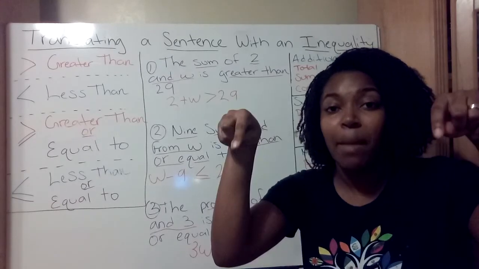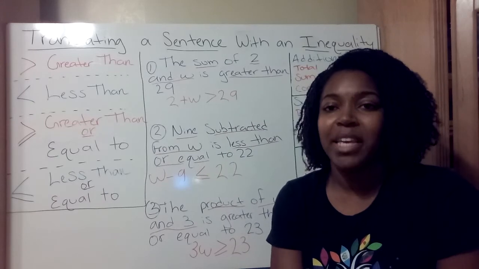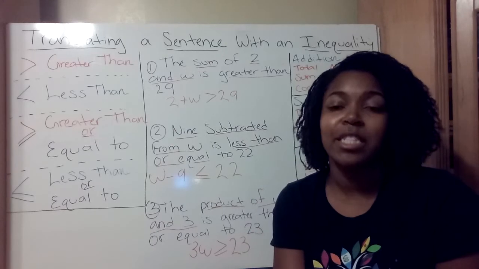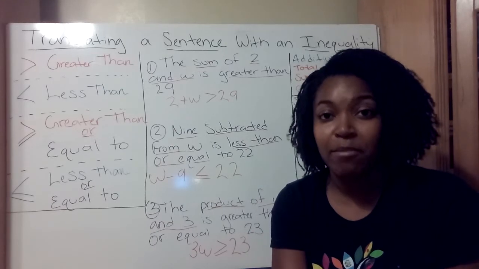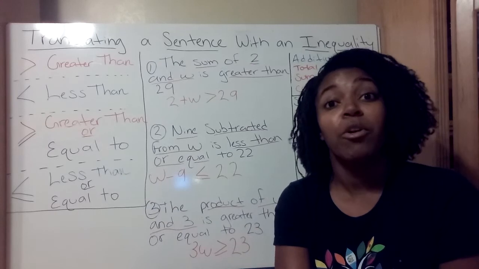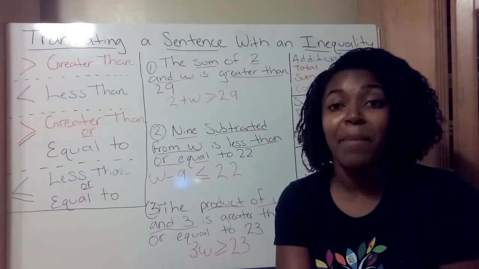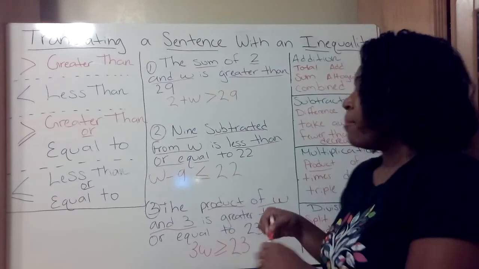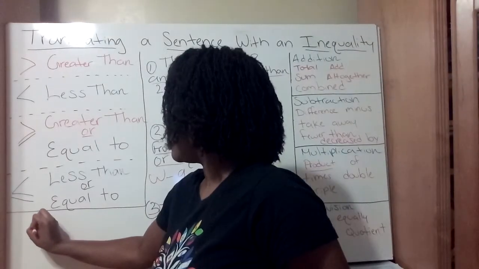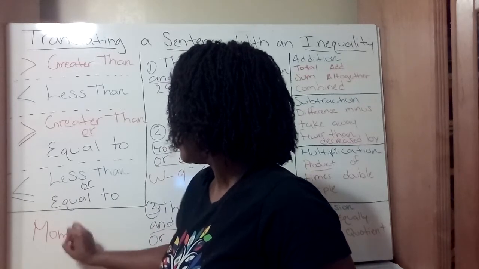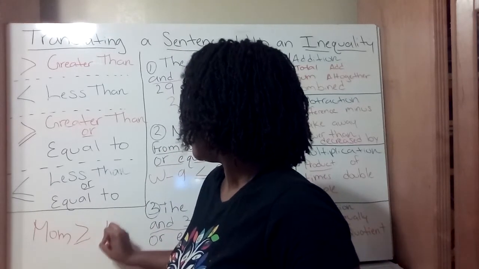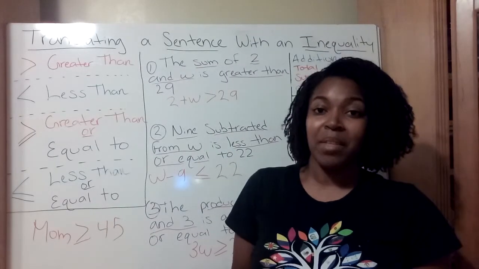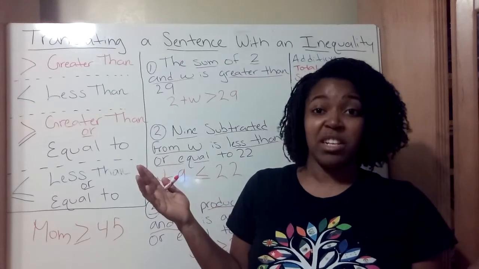All right, so what I want you guys to do now is create your own and leave it in the comments below, okay? So here's an example of creating your own. It takes my mom at least 45 minutes to get home from work. Okay, it takes my mom at least 45 minutes to get home from work. And if I were to translate that, mom's travel time would be greater than or equal to 45 minutes.